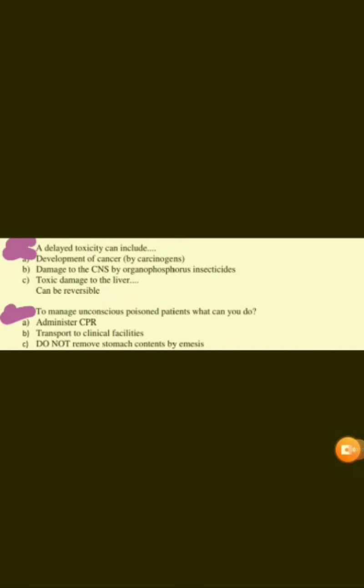To manage unconscious poisoned patients, what can you do? Administer CPR, transport to clinical facilities, and do not remove stomach contents by emesis.